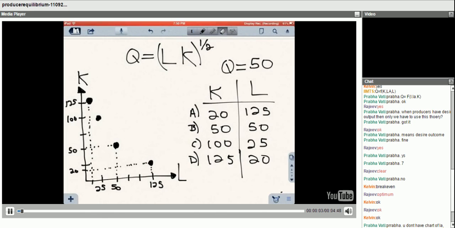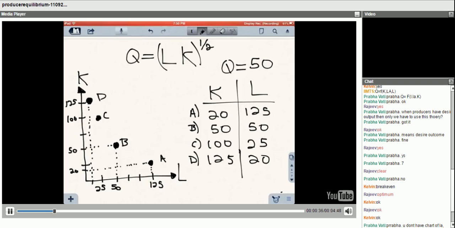Okay, so here what I'm doing is I am connecting all these points, or putting all these coordinates, K and L, in an X and Y plane that has L on the horizontal axis and K on the vertical axis. So here's our first point, point A, 20 capital and 125 labor. All right, so this is A. And here's our point B, 50 and 50. Here's our point C, 100 capital and 25 labor. And here's our point D, which is 125 capital and 20 labor.